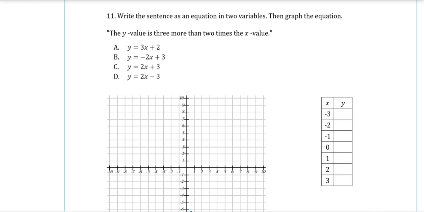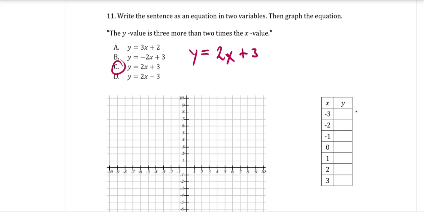So here we have something that starts to broach into word problems, right? We have y is 3 more than 2 times the x value, and we want to write that as an equation. So y is 3 more than something. That means we're going to take that something and add 3 to it. What are we adding 3 to? 2 times the x value. And we're told that this is what y is. And so we have our equation.